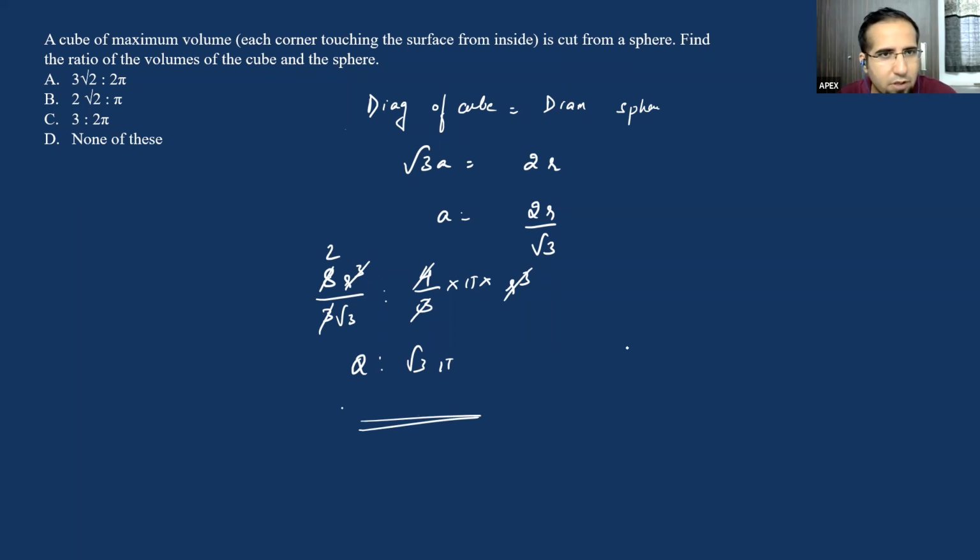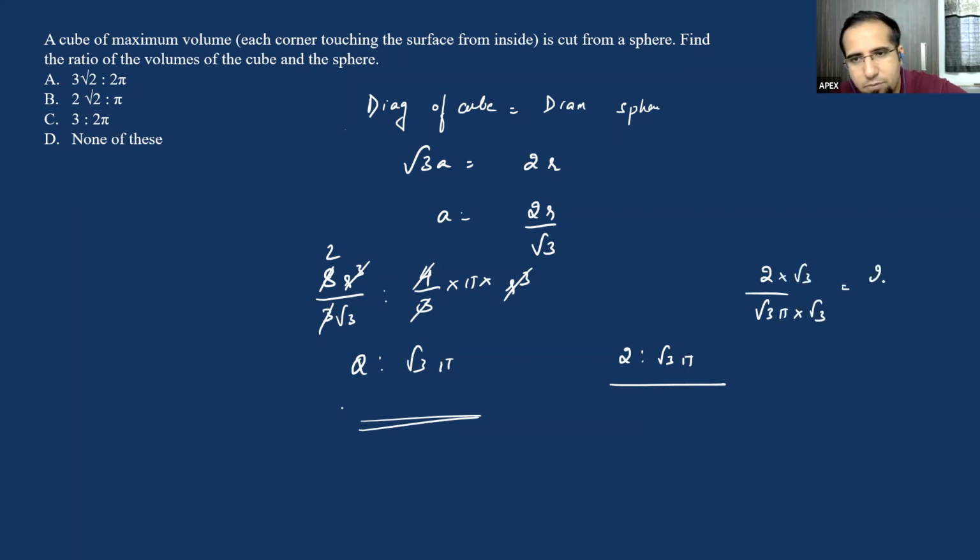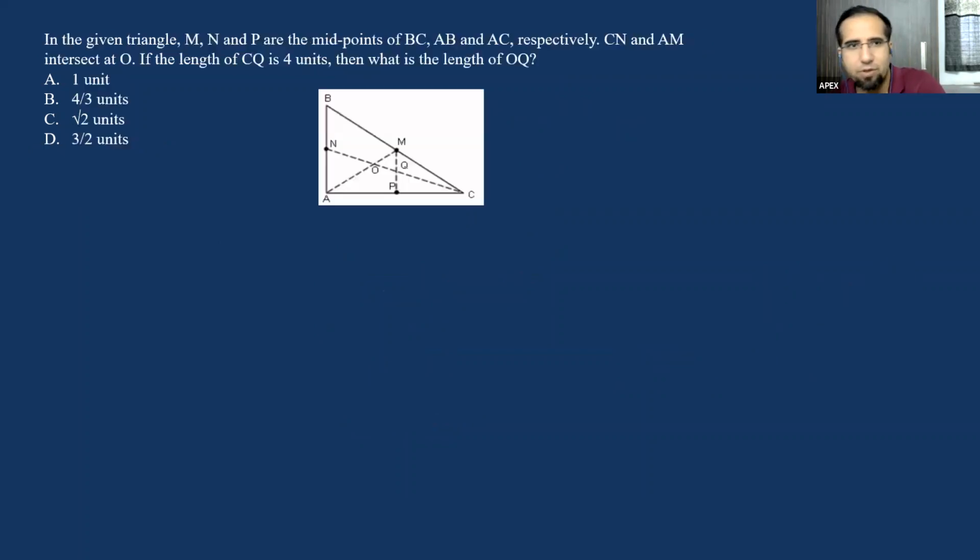We do not have an option there. So if I rationalize also, let's rationalize the denominator. So if I'm rationalizing, 2 into root 3, so this becomes 2 root 3 by 3 pi. Do I have 2 root 3 by 3 pi? No, even I do not have that option. So therefore my answer here becomes none of these. Clear, guys? So let's move to the next question here.